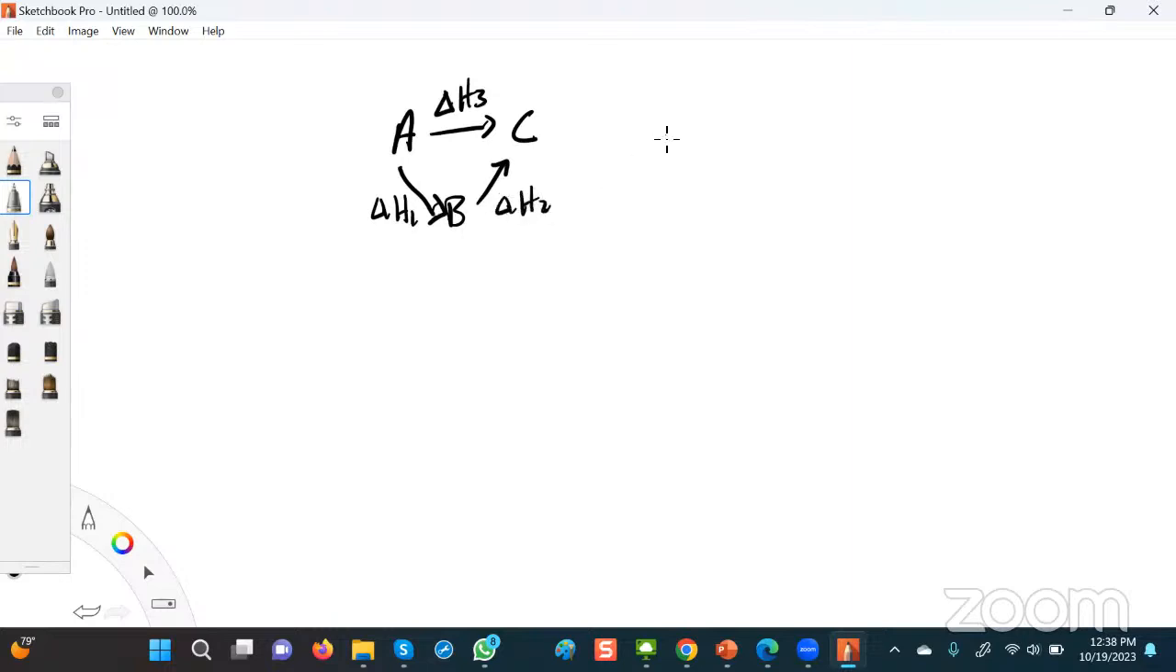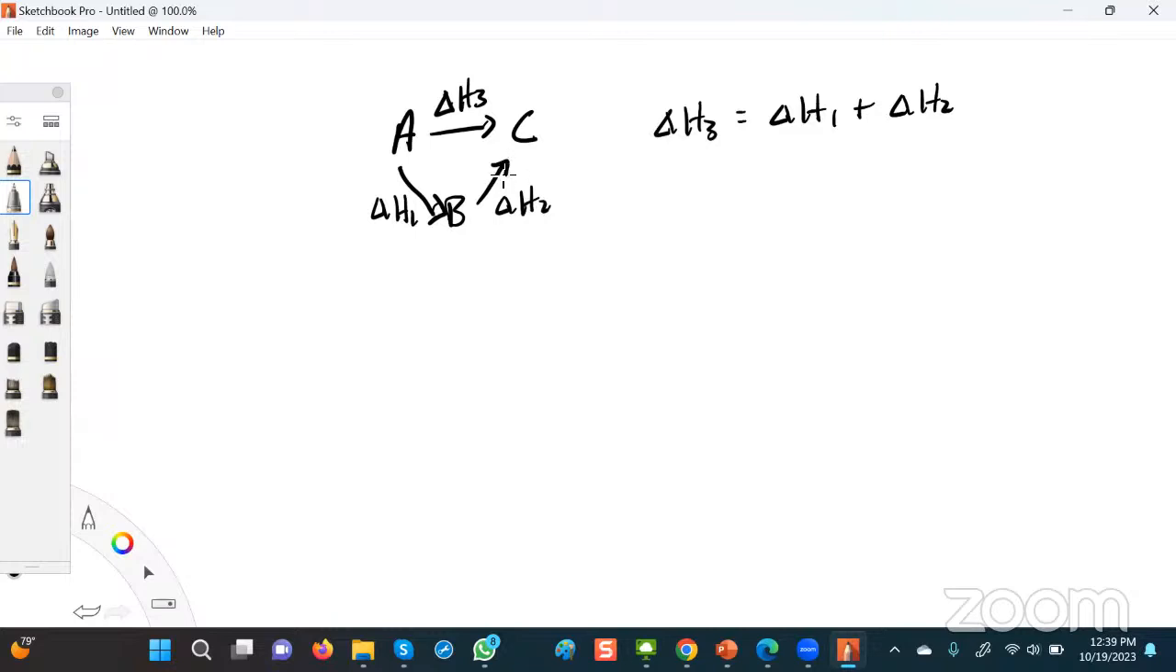Then what Hess's law is saying is that delta H3 is equal to delta H1 plus delta H2. That's basically what Hess's law is saying. It doesn't matter if you go from A to C directly, or you go from A to C through an intermediate B, the enthalpy change will be the same, right?